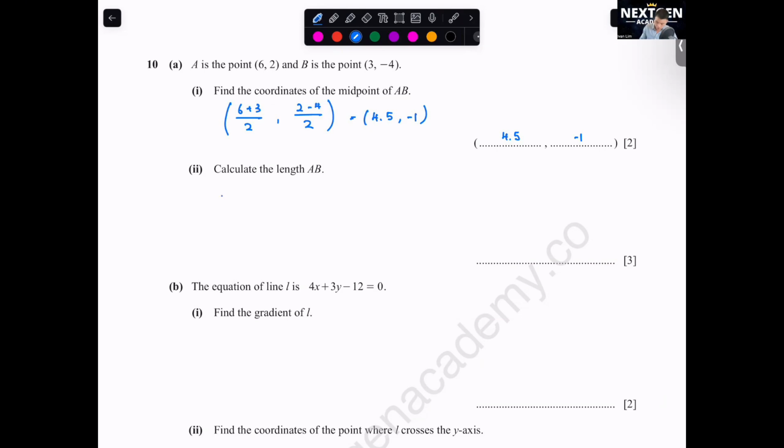Length. Formula of length is square root of (x2 minus x1) squared plus (y2 minus y1) squared. Let's do 6 minus 3 squared plus 2 minus minus 4, so 2 plus 4 squared. Square root of 9 plus 36, which is 45. 45, you round it up to 6.71.